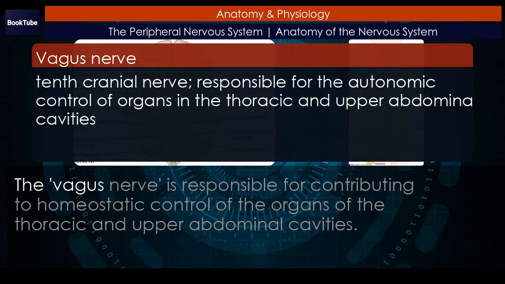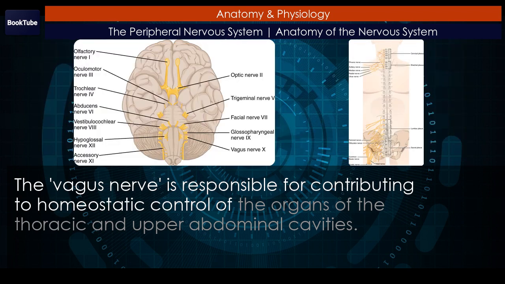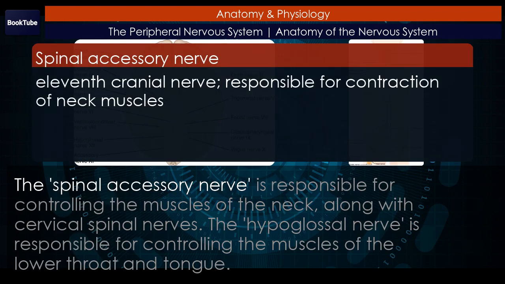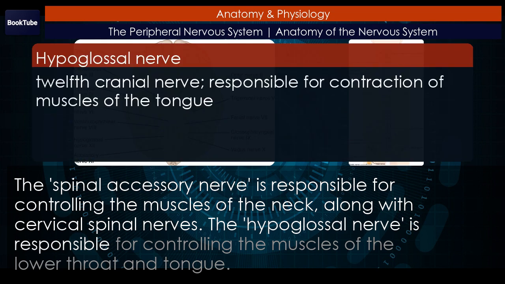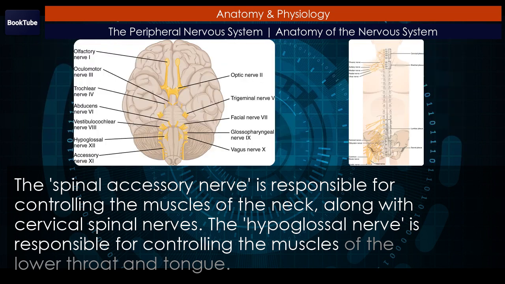The vagus nerve is responsible for contributing to homeostatic control of the organs of the thoracic and upper abdominal cavities. The spinal accessory nerve is responsible for controlling the muscles of the neck, along with cervical spinal nerves. The hypoglossal nerve is responsible for controlling the muscles of the lower throat and tongue.